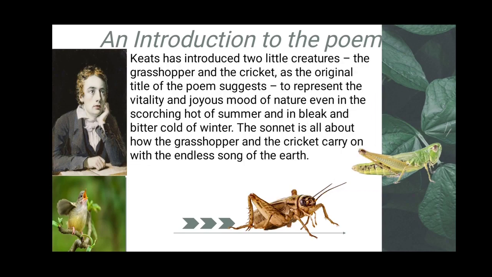Keats has introduced two little creatures, the grasshopper and the cricket, as the original title of the poem suggests, to represent the vitality and joyous mood of nature, even in the scorching heat of summer and in the bleak and bitter cold of winter. The sonnet is all about how the grasshopper and the cricket carry on with the endless song of the earth.